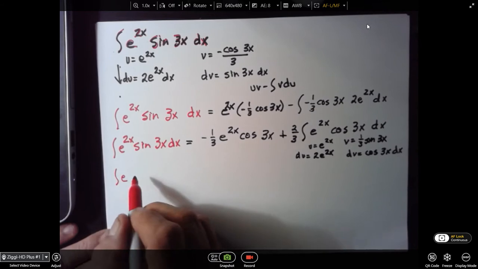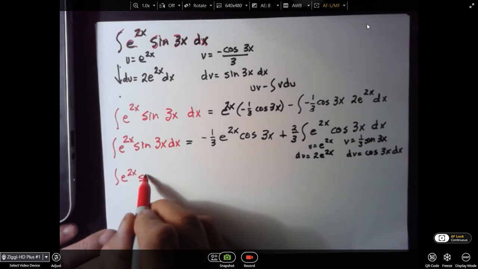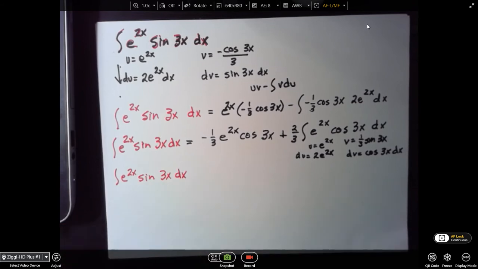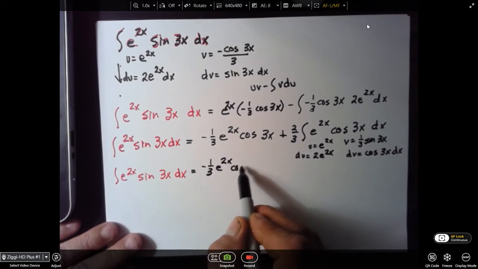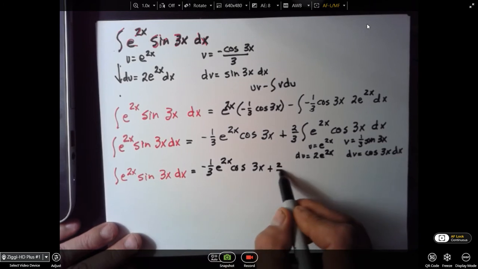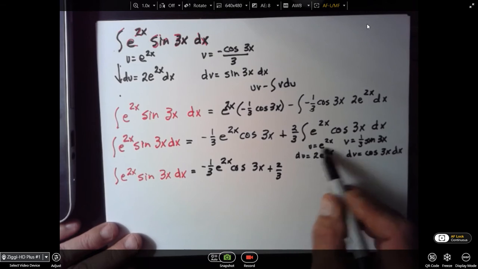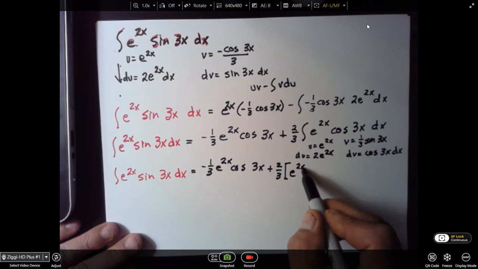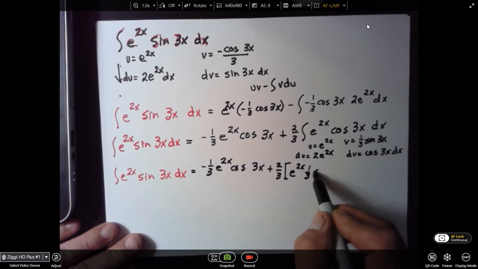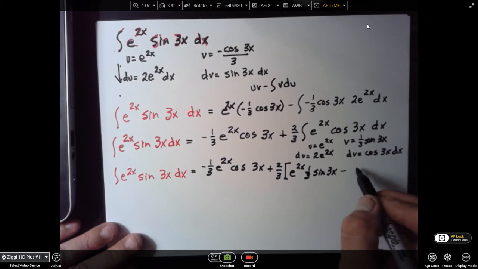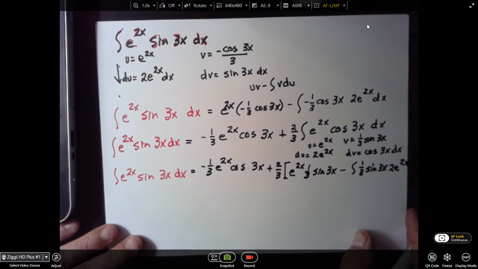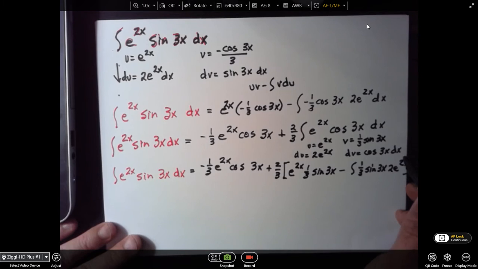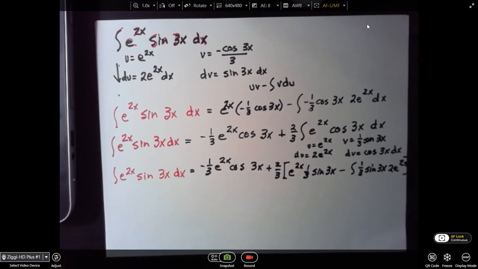So the antiderivative of e to the 2x sine of 3x dx is equal to negative 1/3 e to the 2x cosine of 3x plus 2/3, and then ultraviolet minus voodoo, e to the 2x, I'm going to put this in brackets, e to the 2x ultraviolet 1/3 sine of 3x minus antiderivative of 1/3 sine of 3x times 2e to the 2x. Okay, I know you can't see that, but just use your imagination, and of course there's a bracket there too. Our red is still here.